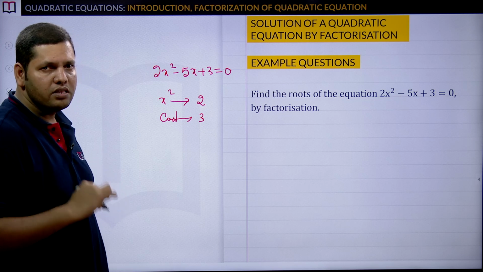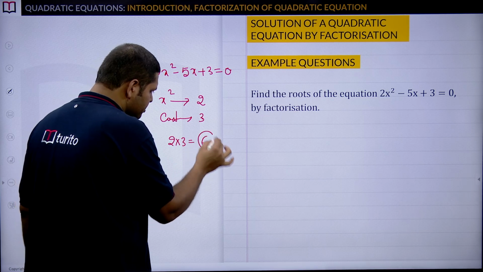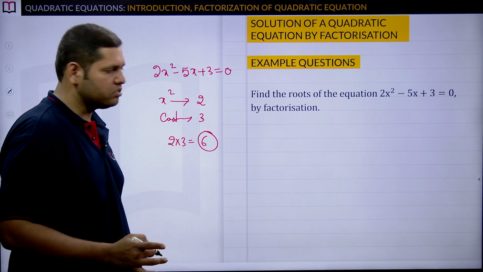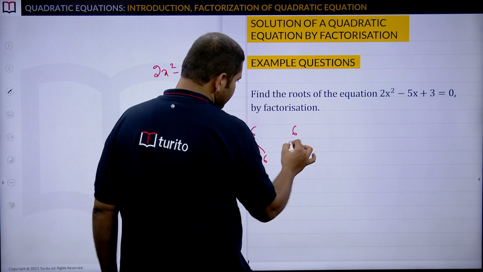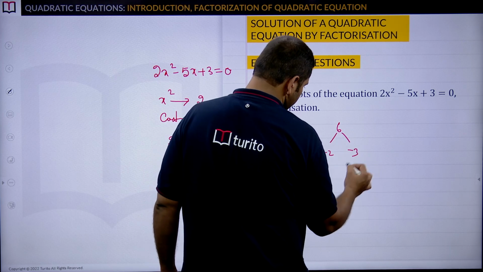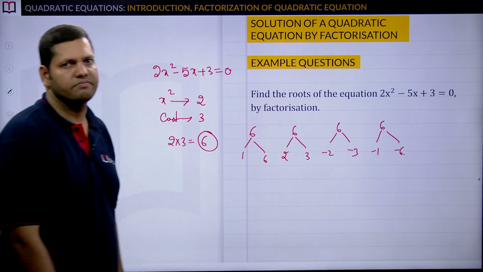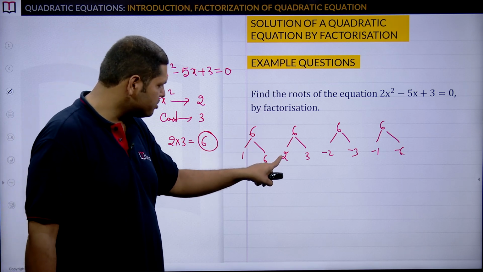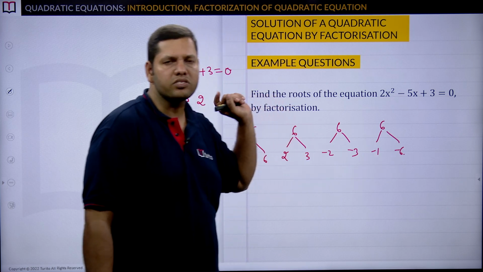Children, multiply 2 and 3. So, I am multiplying 2 and 3. What is 2 times 3, children? It is 6. Okay. Then children, how can we write 6 as a product of two numbers? The first combination, I can write 6 as 1 into 6, then 2 into 3, then minus 2 into minus 3, and then minus 1 into minus 6. So, one combination 1 into 6 is 6, next 2 into 3 is 6, minus 2 into minus 3 is also 6, and minus 1 into minus 6 is also 6.